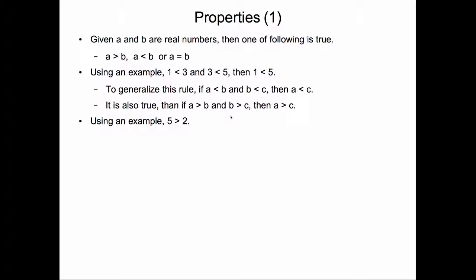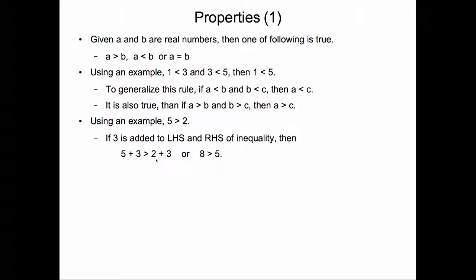Let's look at the next property using this example. 5 is greater than 2. Now we're going to add an equal number to the left hand side and right hand side. We happen to pick 3. We could choose some numbers off the top of your head, like 10, but let's say 3. 3 is added to the left hand side and right hand side of the inequality. So I have 5 plus 3 greater than 2 plus 3, or simplified, 8 is greater than 5.